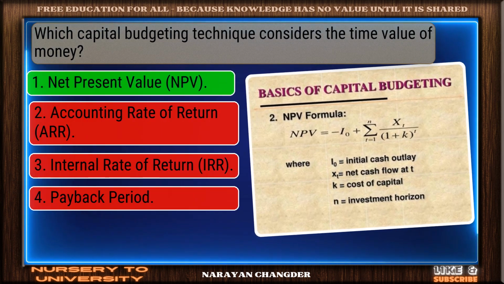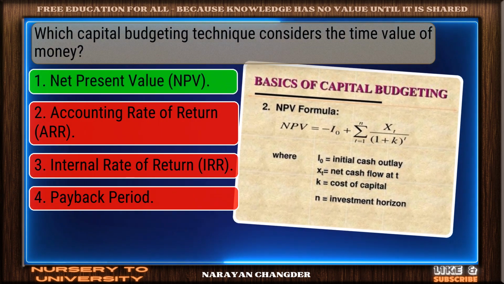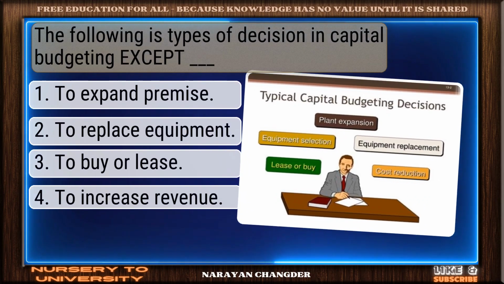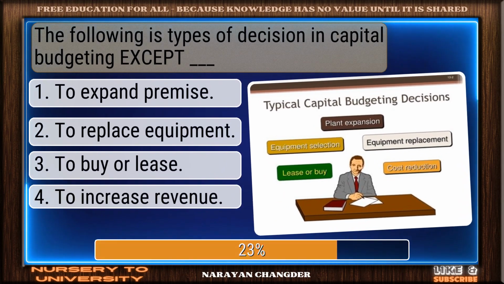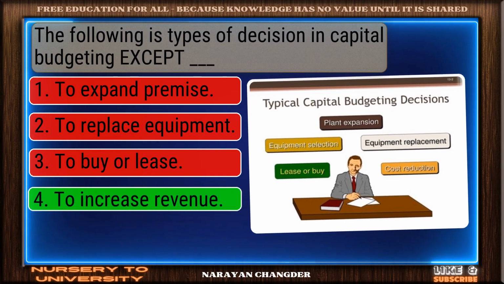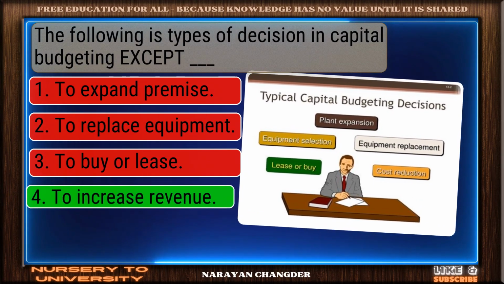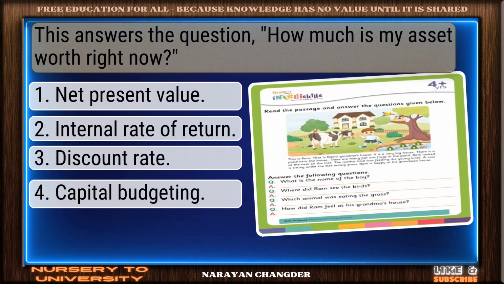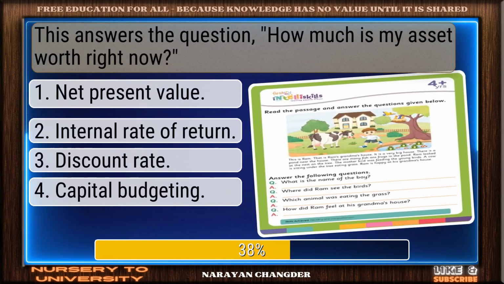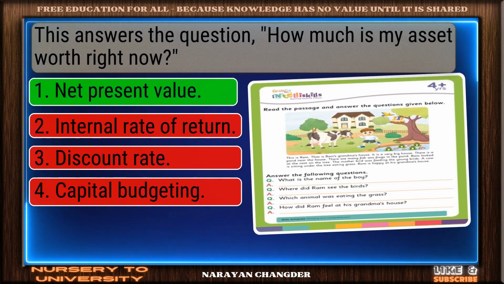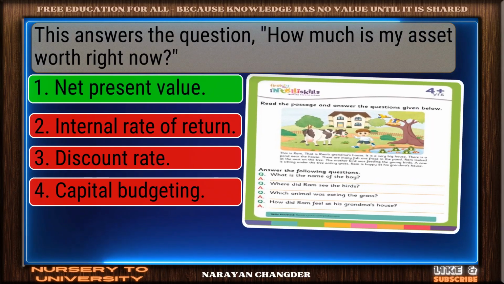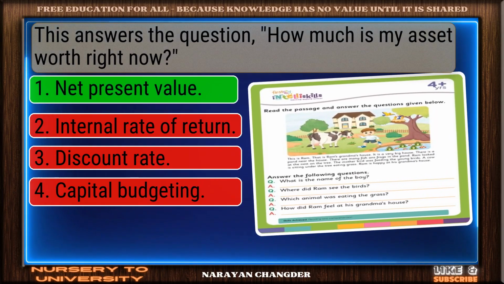Nicely done. Net present value is a solid answer. The following is types of decision in capital budgeting except dash. Strong choice. To increase revenue is the right answer. This answers the question, how much is my asset worth right now? Exactly. Net present value makes sense. And it is right choice.